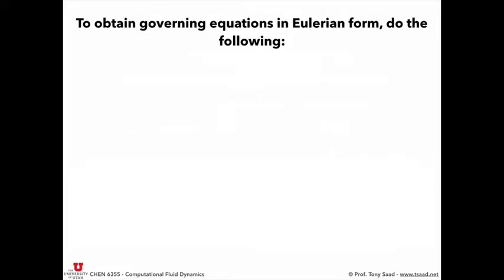Okay. So what do you do to obtain governing equations on Eulerian form? We do the following. First, we define the extensive and intensive properties. For example, if the extensive property is mass, if you want to derive the equation for conservation of mass, B is m, and lowercase b is 1, right? It's dm by dm is equal to 1. So that gives you the intensive property, lowercase b equal 1. If the extensive property is momentum, mv, so the intensive property is v, okay?